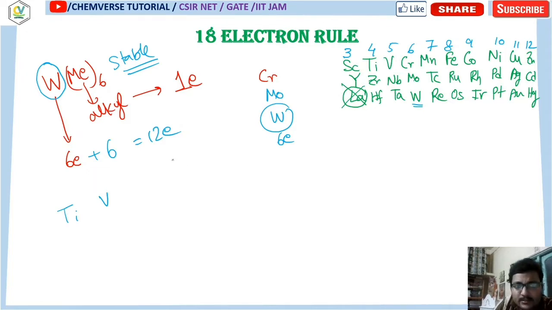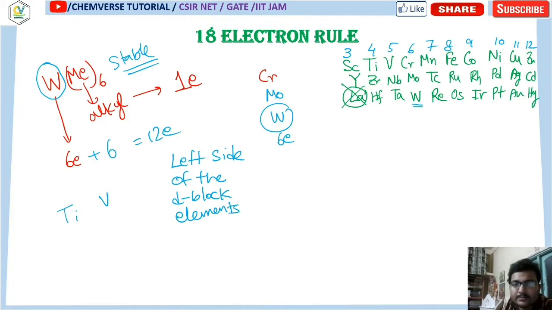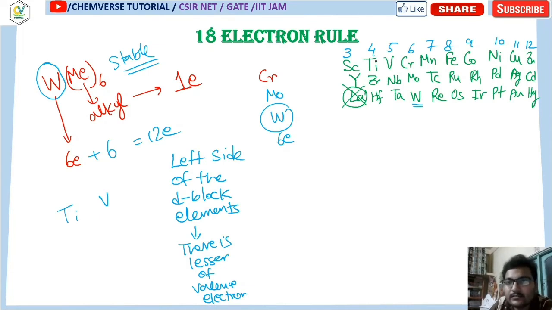The rule is that if you focus on the left side of the d block elements in the periodic table, you can see that the left side elements have a lesser number of valence electrons. Look at this: scandium, titanium, vanadium, chromium. They will have 3, 4, 5, 6. This is the number of valence electrons present in their valence shell.